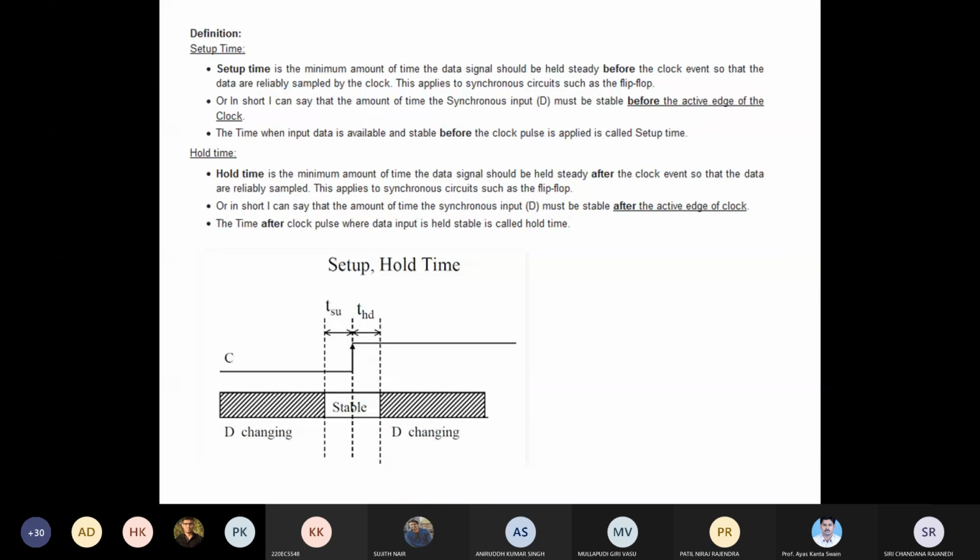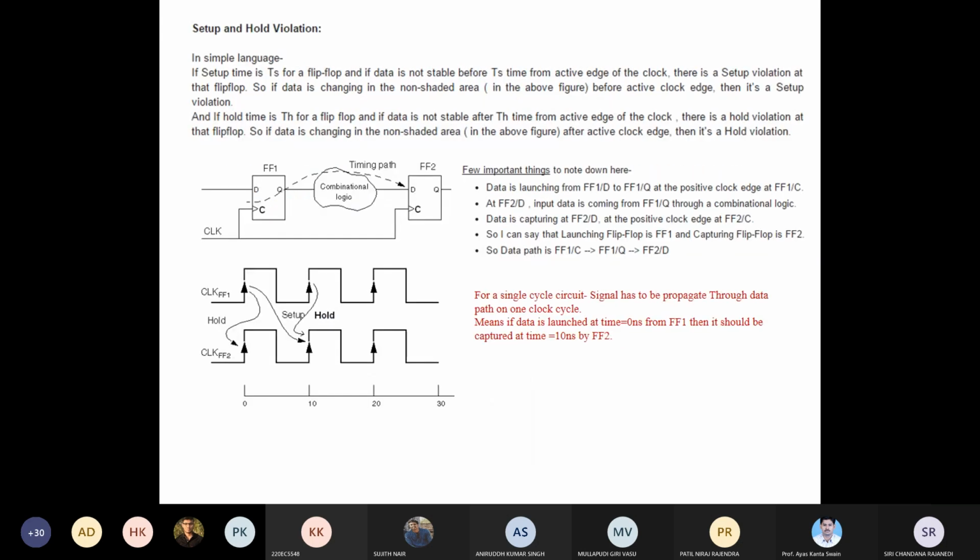Okay, so now coming to the next, the first concept here is setup time and hold time, and I assume all of you know setup time and hold time. I will just read out and then summarize this slide.